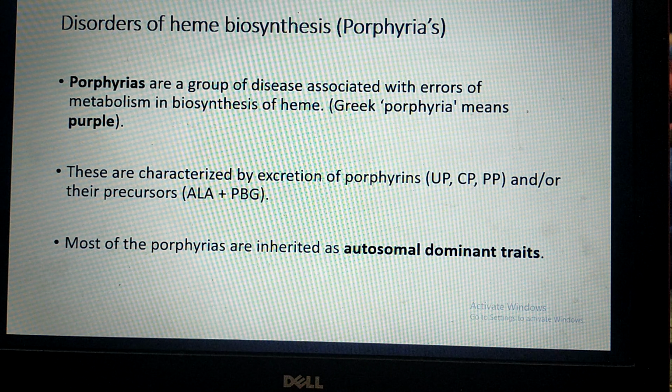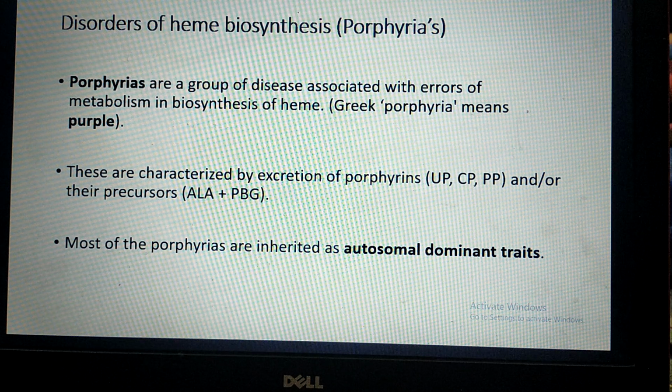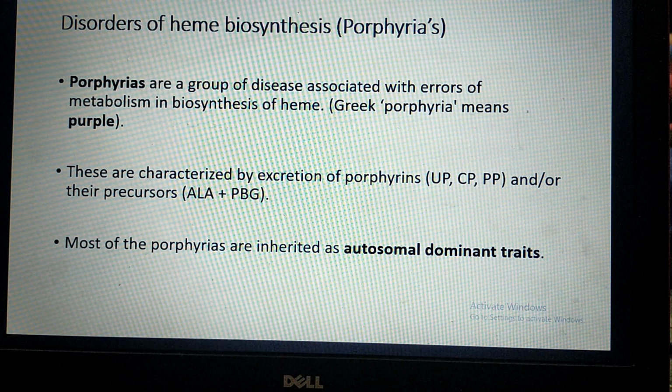The Greek meaning of porphyria is purple color. Now these porphyrias are characterized by excretion of porphyrins, uroporphyrins, coproporphyrins, protoporphyrins, or their precursors like delta aminolevulinic acid, ALA, and PBG, that is porphobilinogen. Most of the porphyrias are autosomal dominant traits.